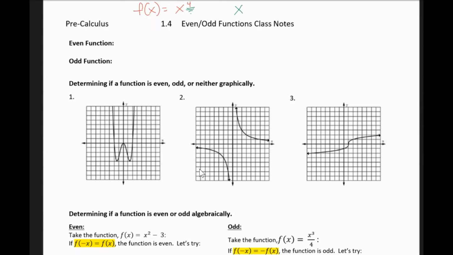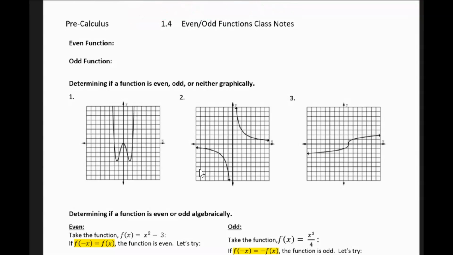So what would this be? Odd. Because that leading term, that one term's exponent, is odd. Now in pre-cal, we go a little more in depth, and things change a bit when we have more terms like this. So it's not quite as straightforward as we made it sound in Algebra 2. But it doesn't change if you just have one term like this. The exponent determines whether it's odd or even.